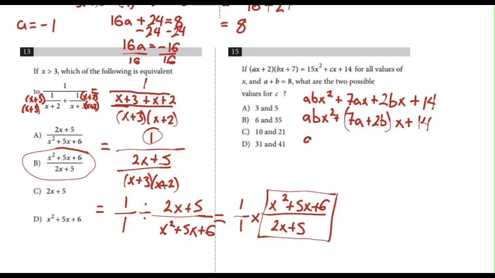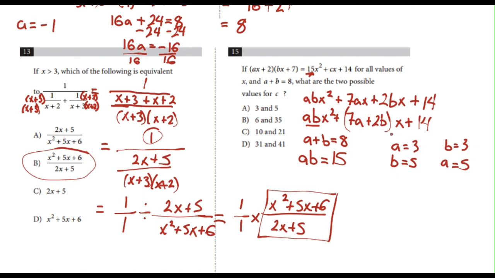So we have that a plus b equals 8. And if we look at the coefficient of x squared, we have a times b is going to equal the coefficient of x squared, which will be 15. So what two numbers can I add to make 8 and multiply to make 15? This will be 3 and 5. So either a is 3 and b is 5, or b is 3 and a is 5.